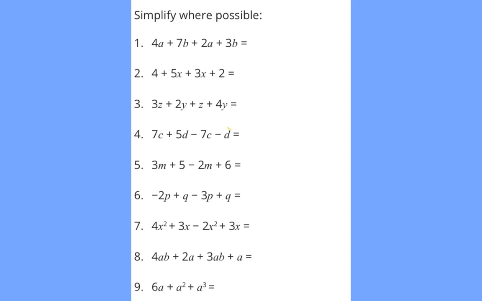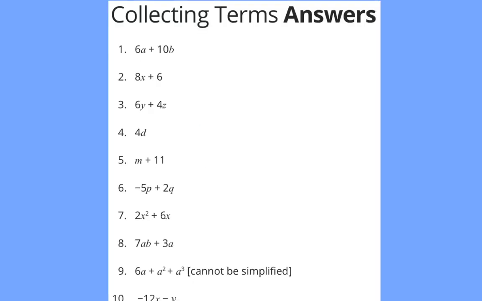Be careful of something like this because the negative attaches to the d. Be careful of something like this because 4x squared is not the same as 3x. And then have a think about 9. Are any of those terms like terms? And here are the answers for you to check.